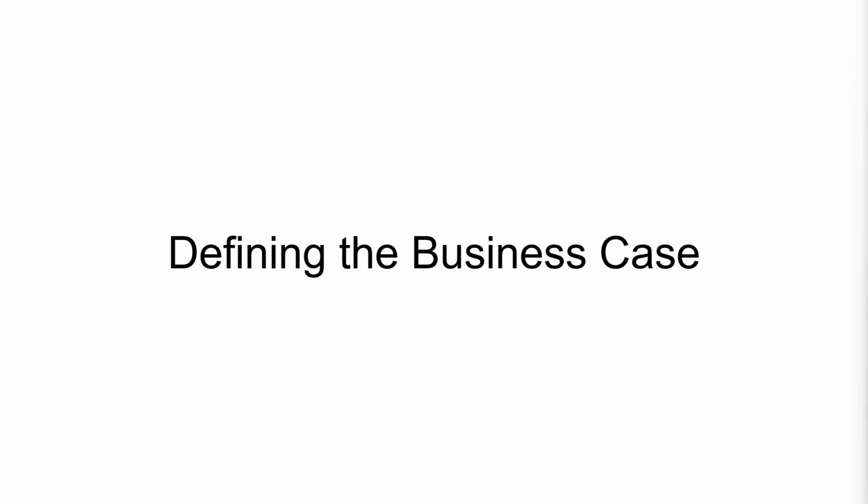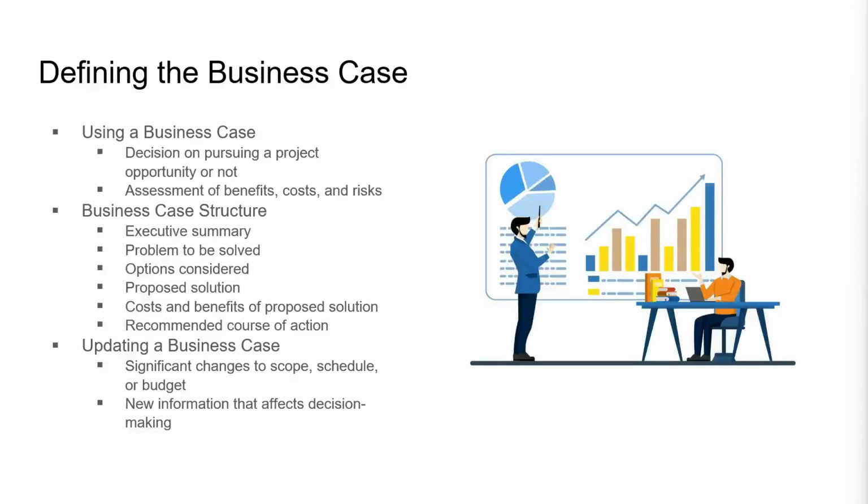Let's define a business case, its structure, and its use. As stated, a business case is used to make a decision on pursuing a project or not. It includes an assessment of associated benefits, costs, and risks. A business case is typically structured beginning with an executive summary so it can be digested quickly. The document then details the specific project opportunity or problem to be solved. It discusses the options that were considered to resolve the problem, then identifies the proposed solution. The document then provides the associated benefits, costs, and risks associated with the proposed solution and recommends a course of action to be taken.